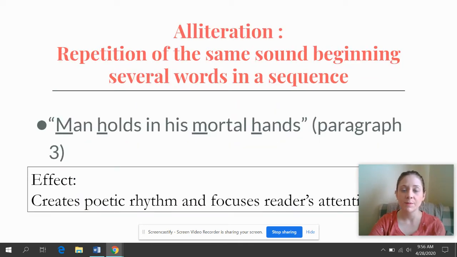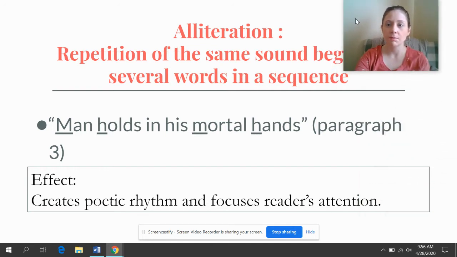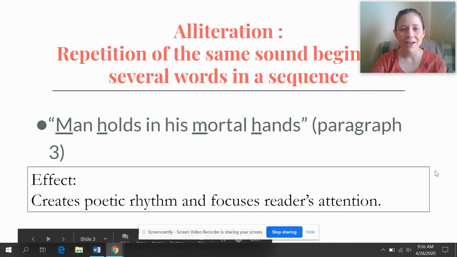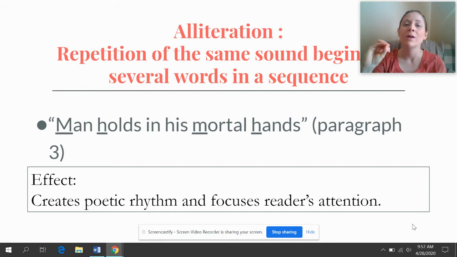The first device is basic. It's one that you are very familiar with: alliteration. Alliteration is the repetition of the same sound beginning several words in a sequence. There's really not a good place to put my face. We'll put it up there. The reason alliteration is used is because the effect it creates is a poetic rhythm and focuses the reader's attention. Alliteration sounds good. When your speech sounds good, people listen. It's like listening to nice music. So alliteration is used because of the poetic rhythm.